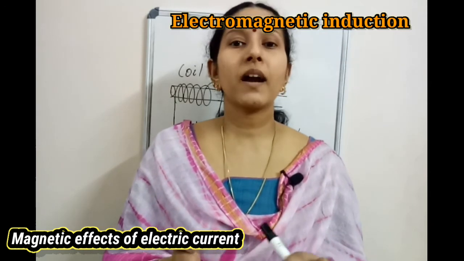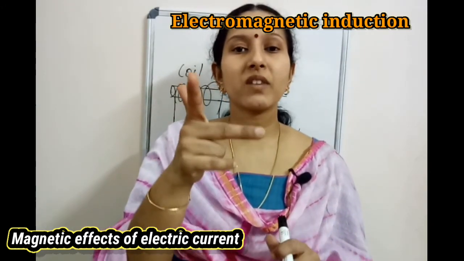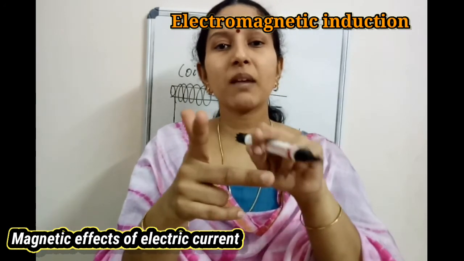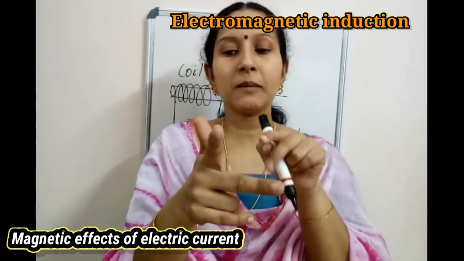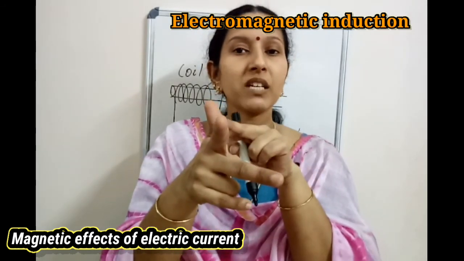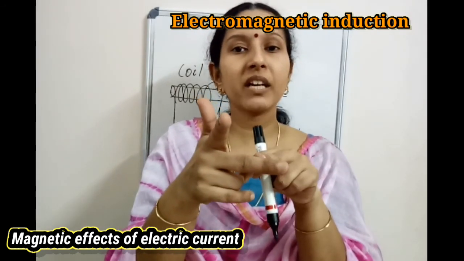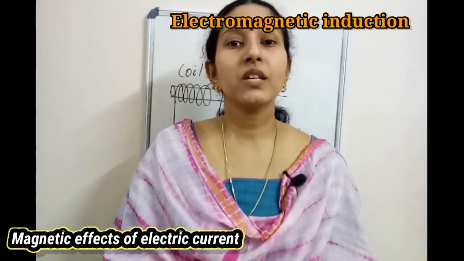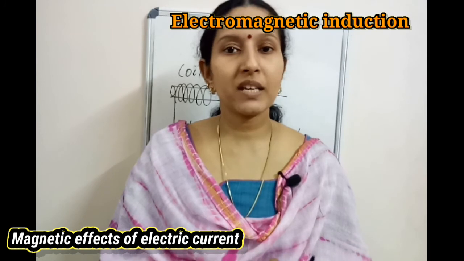So Fleming's right hand rule states that you stretch the three fingers of your right hand mutually perpendicular to each other. Forefinger gives the direction of magnetic field, thumb gives the direction of motion, and middle finger gives the direction of induced current. Okay, so that's all about today's class.